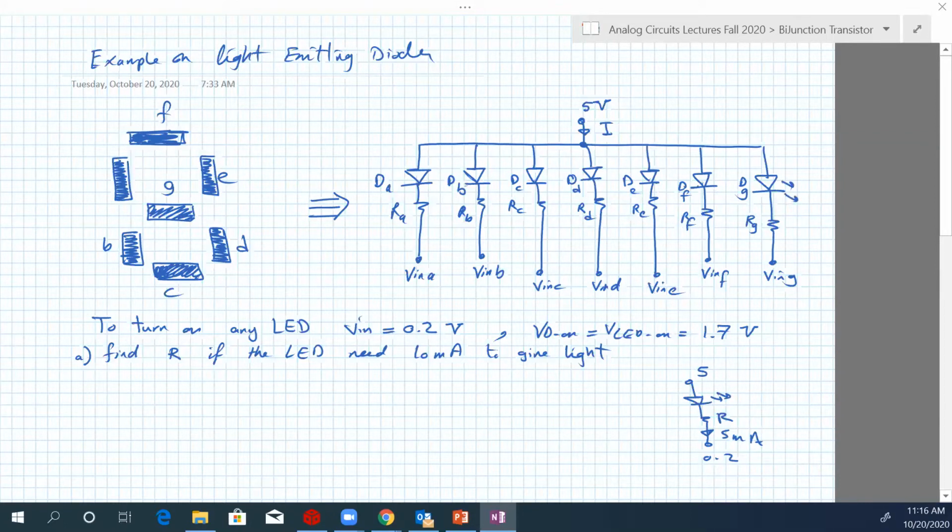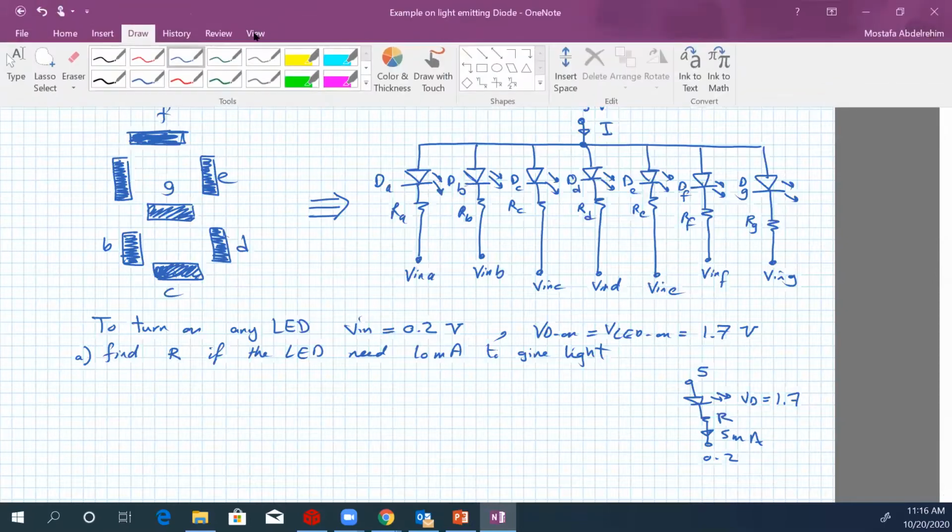Okay, and of course, when it gives you light, this is the symbol of the LED. To give you light, VD will be on and it will be 1.7. So good. So let's analyze any of these branches. Any branch, when it gives light, will be something like this. Any one of these segments will be a circuit like this. Okay. So let's analyze this.